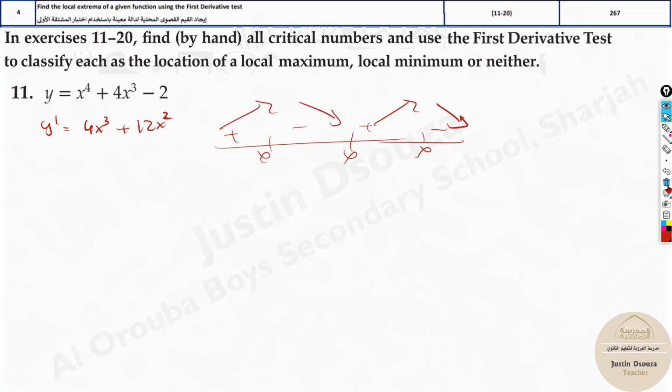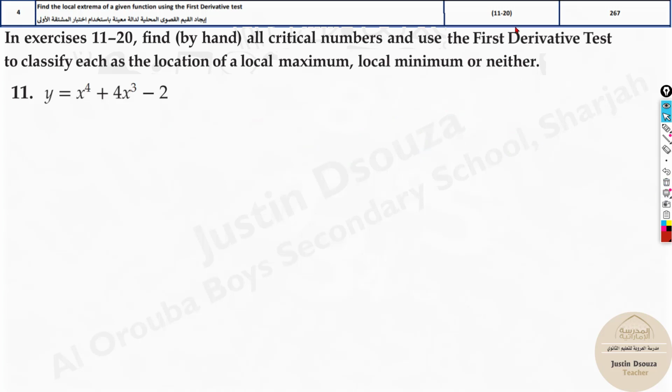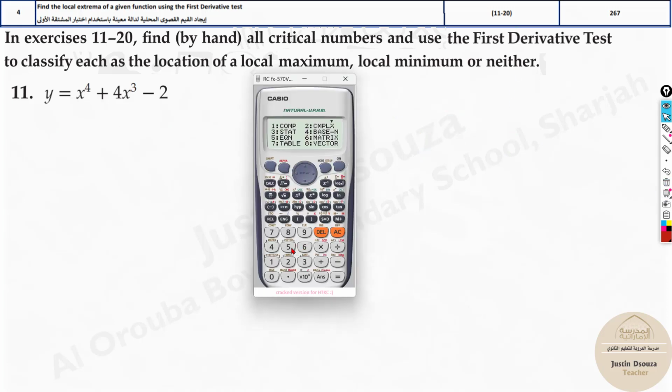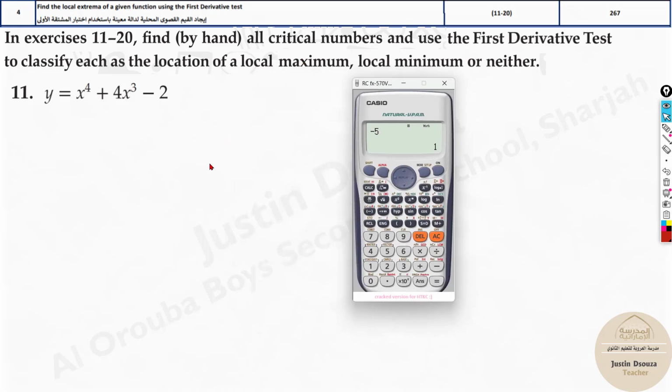Now since you will have the options with you, let's take out our calculators. Let's press mode 7, that's the table, and type this equation out: alpha x to the power 4 plus 4 alpha x cube minus 2. Now press equal to. If you get this, just ignore it and press equal to, or if you directly get this, now start at say number 5. Now, this start and end number will be highly influenced by the options you have. You will have four options.